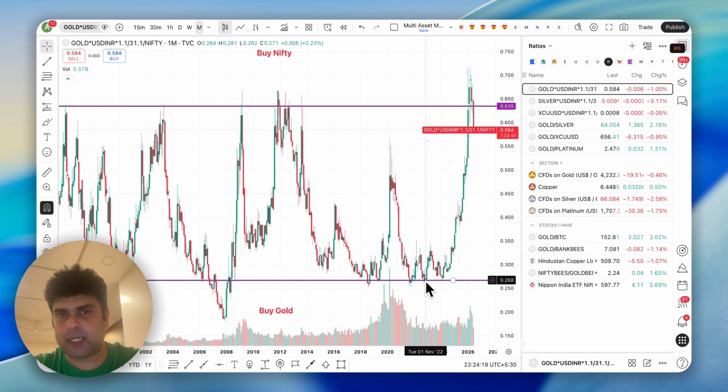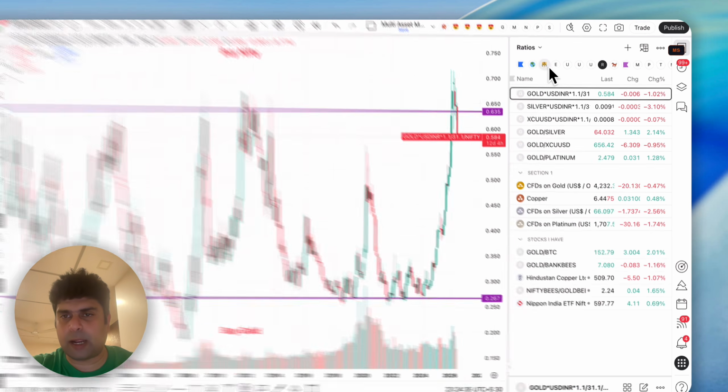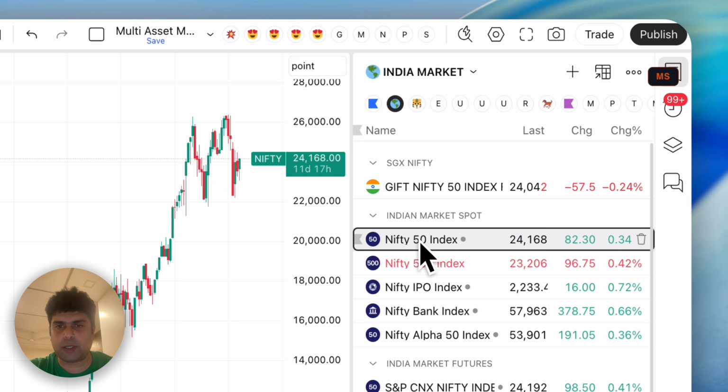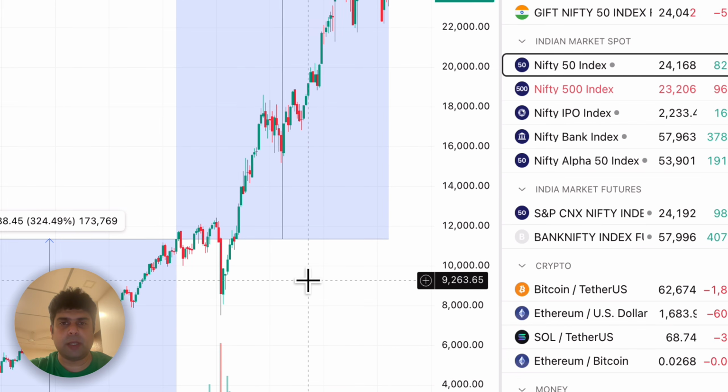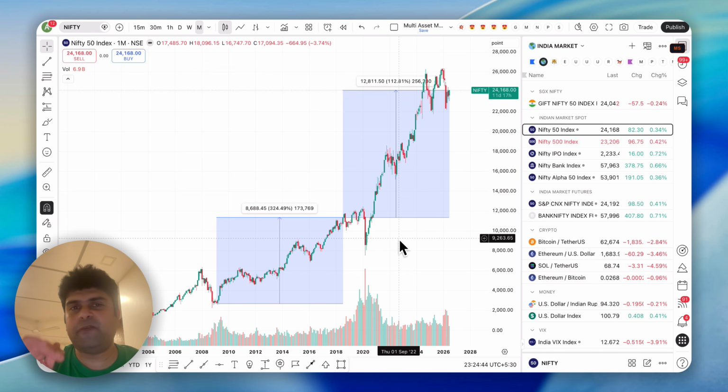As long as it keeps hitting this side, it goes up and comes down, it hits this point, you keep accumulating gold. And look what happens when you have accumulated gold and it goes to the other side. Massive return. You can see here how much it went up. You can also see Nifty during the same time. It does not mean that Nifty went down; it means Nifty will go up, but it will not go at the same pace.